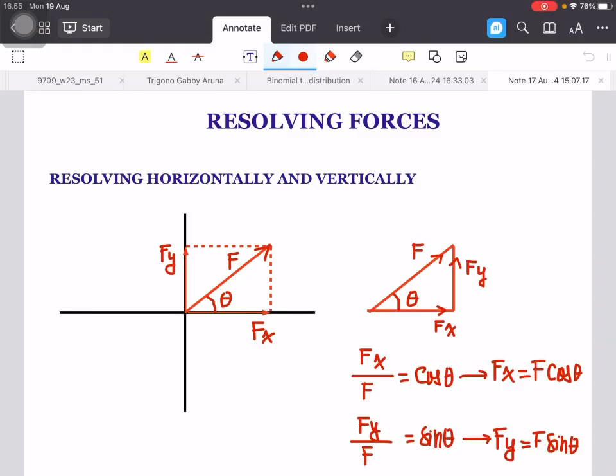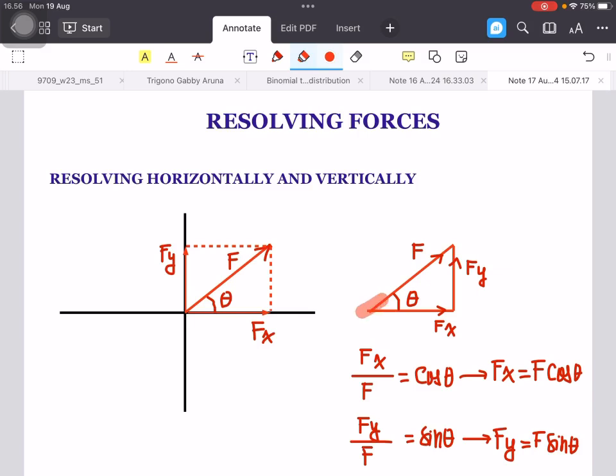Hello everyone, in this video we are going to discuss resolving forces. The first one is resolving horizontally and vertically. If an object lies on the horizontal ground but the force on the object makes angle theta with the horizontal, we can split this force into x component and y component.